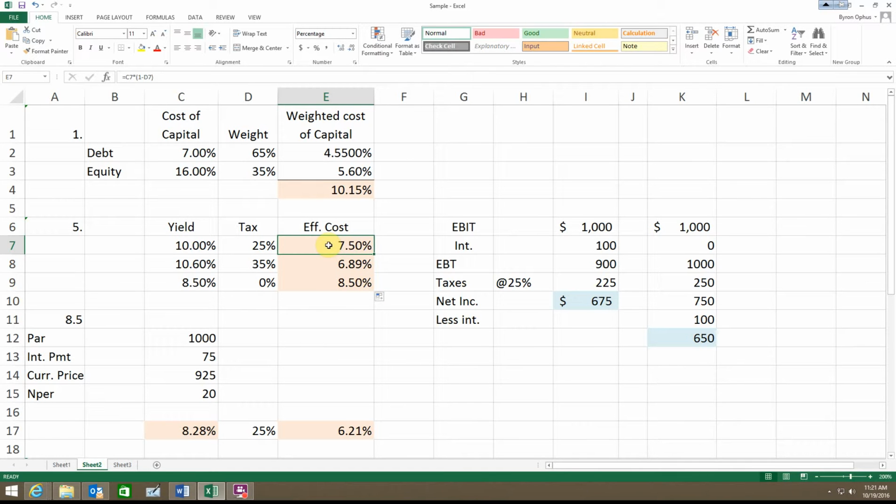The formula should be more like this. It's equal to our rate times parentheses 1 minus our tax, and that's equal to 7.5%. There's a couple other ways you could do the formula. That, I think, is probably the easiest way to do it. And then when you do that, you can just carry it on down, right?